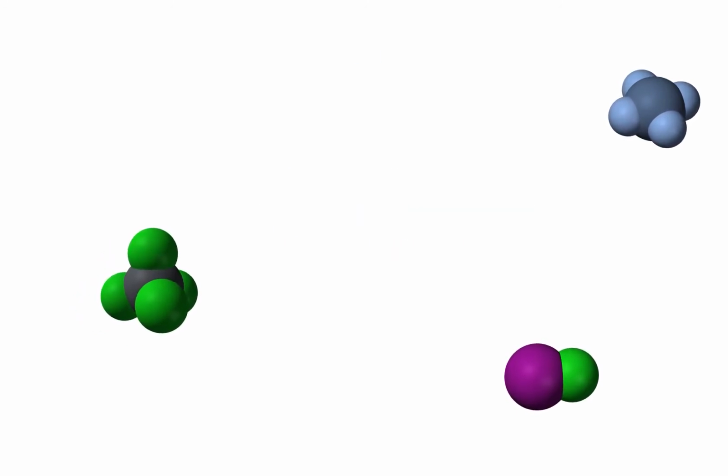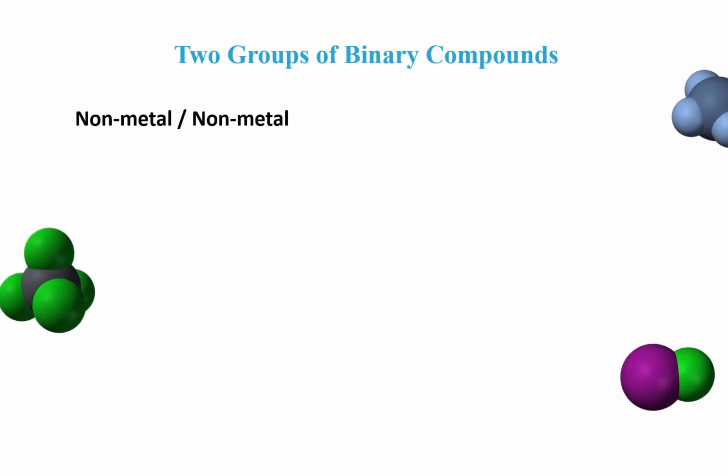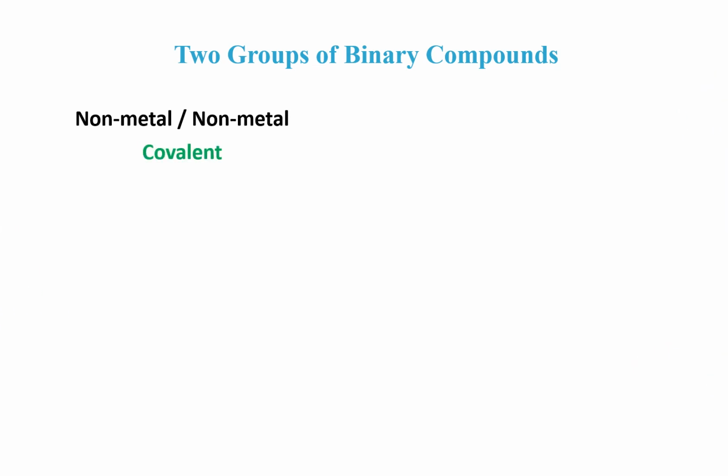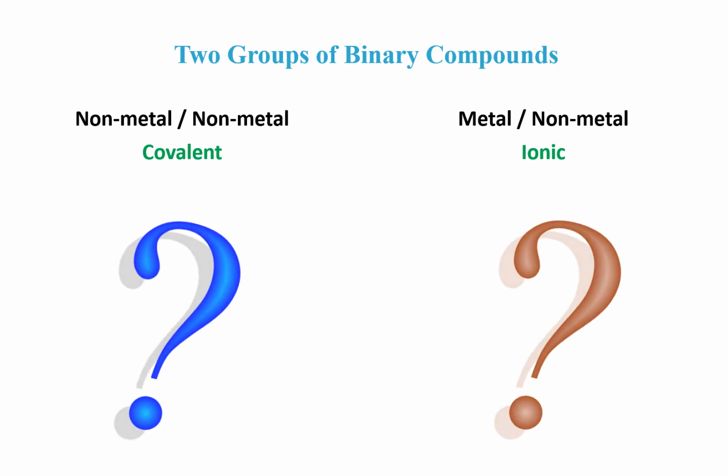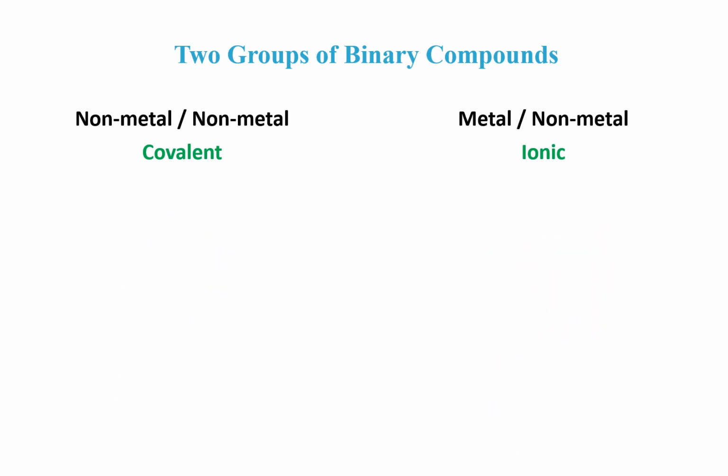Recall that there are two groups of binary compounds: those composed of two nonmetal elements which are covalently bonded, and those composed of a metal element and a nonmetal element which are ionically bonded. Once you determine the category to which the binary compound belongs, you can start constructing its formula or its name in accordance with its specific rules. Note that in this video, I will be deliberately avoiding the terms ionic and covalent, as I don't find their use necessary in this presentation.